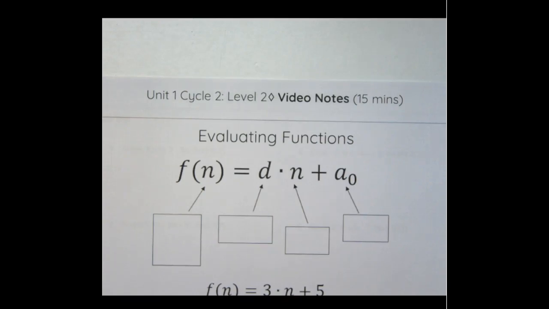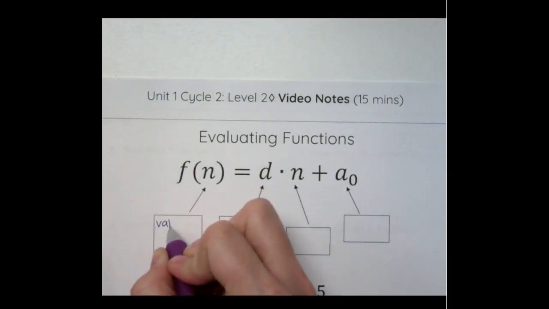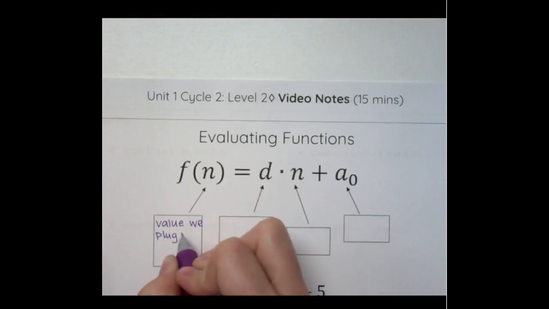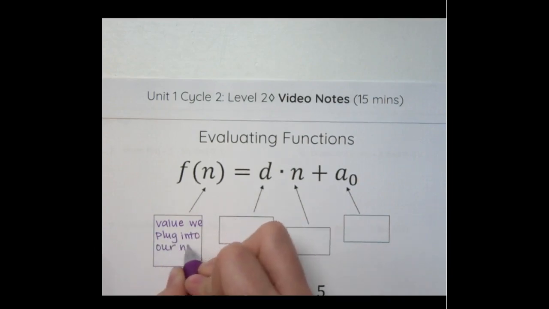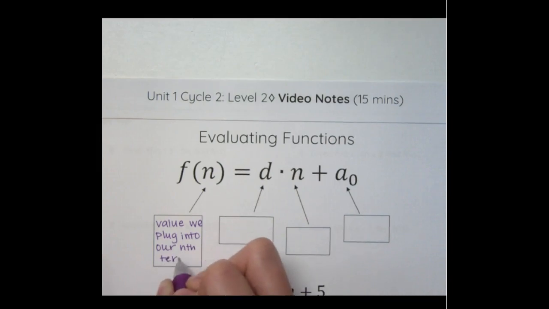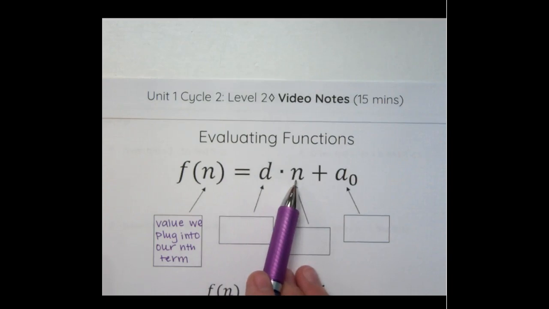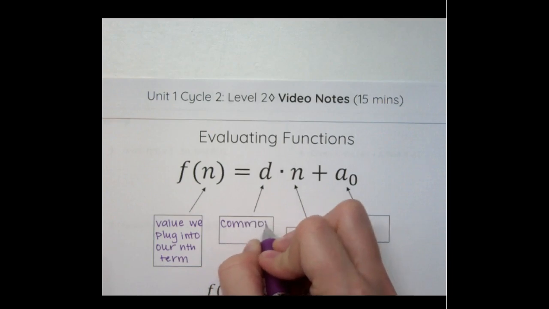So before we evaluate any functions, we're actually going to talk about the equation that we use and what everything means. So the way we say this is f of n, and this n means the value we plug into our nth term. So there's going to be a number here, and we're going to plug it into this n right here. The d means common difference.